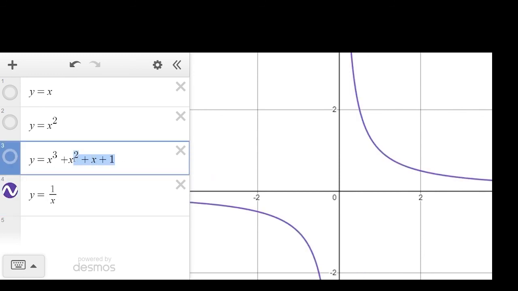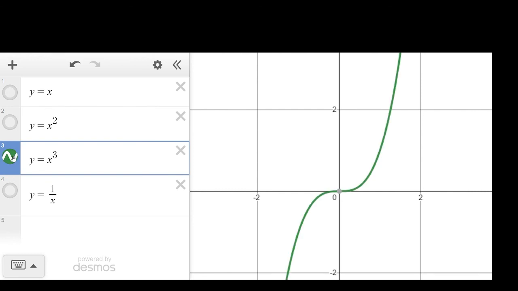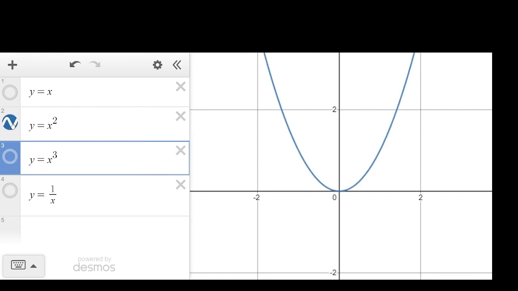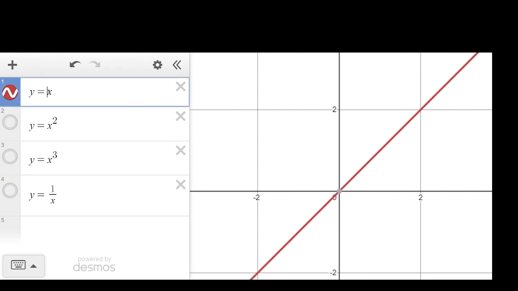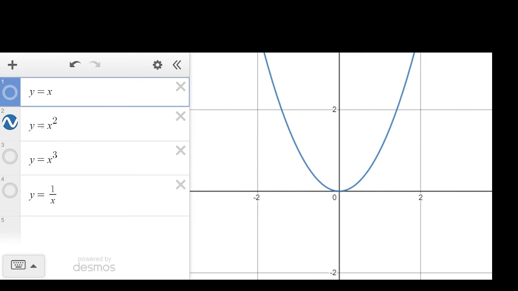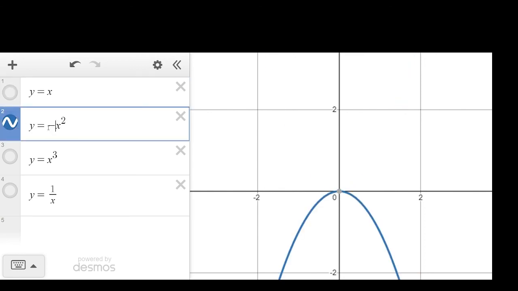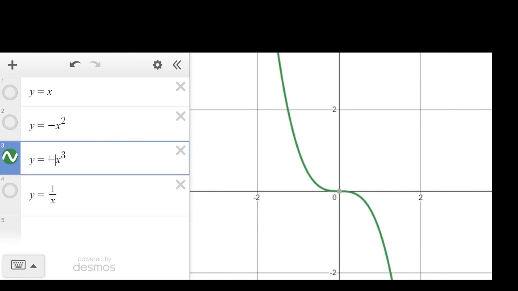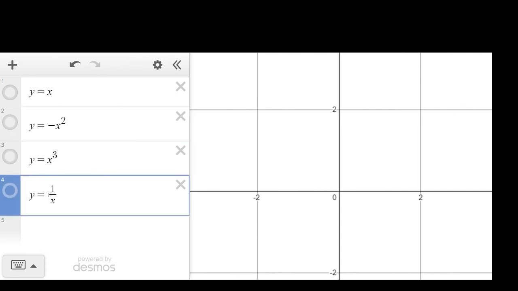So these are the four types of graphs you need to recognize: y equals x, positive and negative; y equals x squared, positive and negative; y equals x cubed, positive and negative; y equals 1 over x, positive and negative.